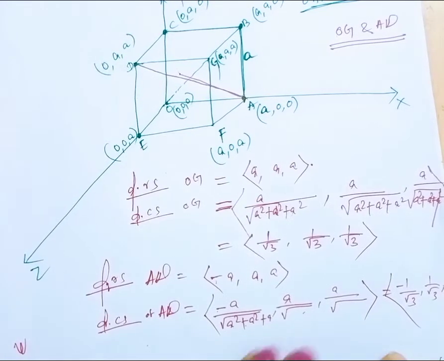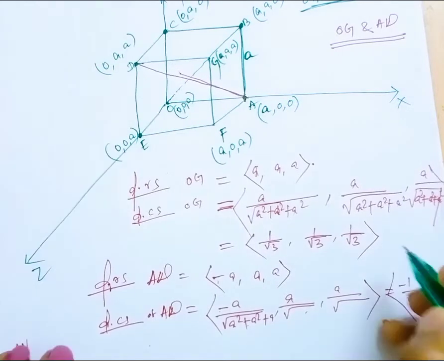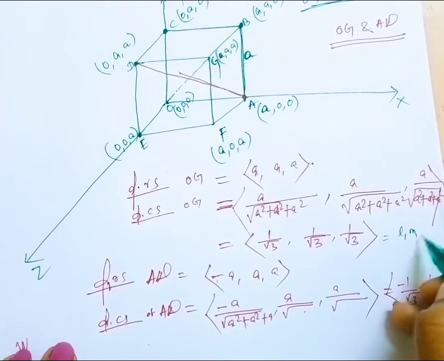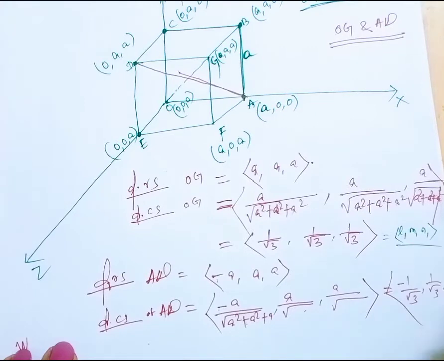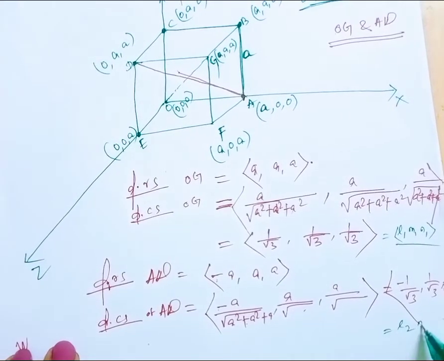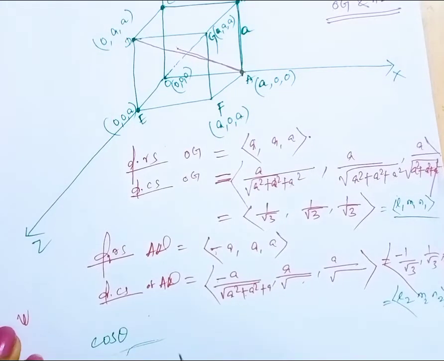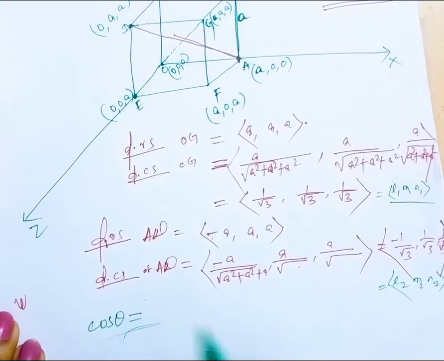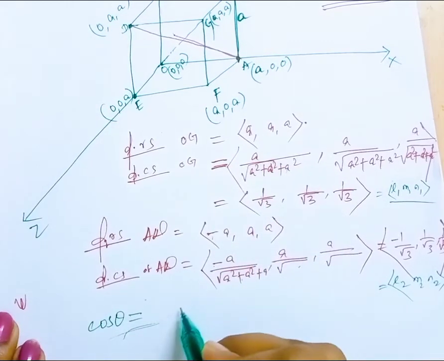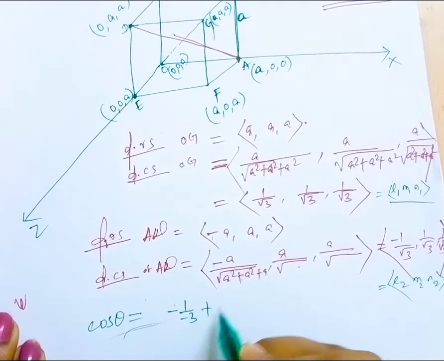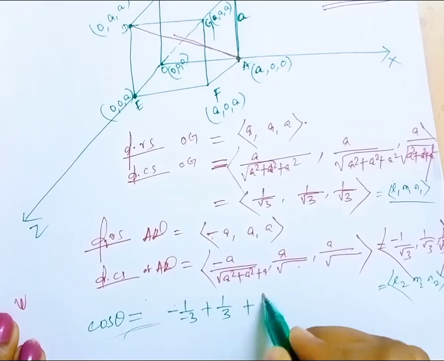Then the thing is very simple. I mean this is your L1, M1, N1, and this is your L2, M2, N2. You know how to find the angle using cosine theta equal to L1 L2 plus M1 M2 plus N1 N2. So use that formula, you will get the angle between two main diagonals. Then the task is very simple. So 1 by root 3 into minus 1 by root 3, that will give you minus 1 by 3 plus 1 by 3 plus 1 by 3.